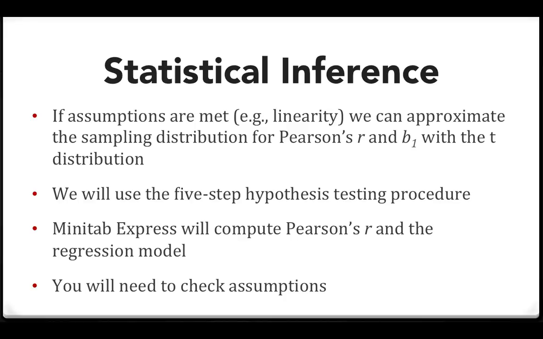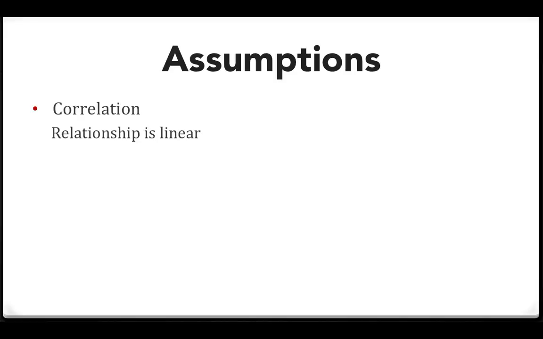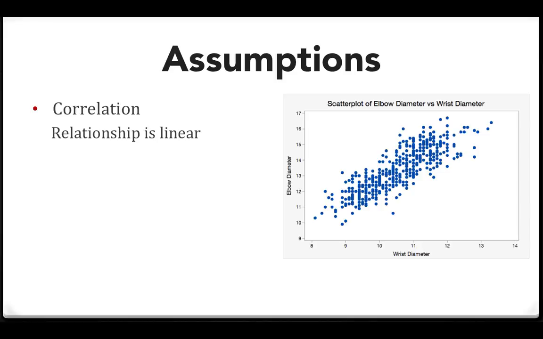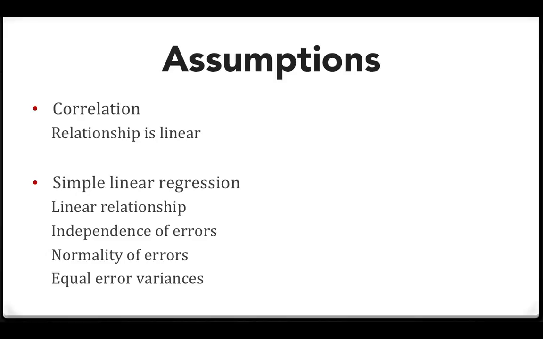On the next few slides, we're going to walk through the assumptions for both correlation and regression and how to check them. For correlation, the only assumption is that the relationship is linear. We check this by looking at a scatter plot. Remember, Pearson's R is only meant to be used with linear relationships. If the relationship is non-linear, then Pearson's R should not be used. For simple linear regression, there are 4 assumptions. I like to remember these using the acronym LINE. Linear relationship, independence of errors, normality of errors, and equal error variances. We'll walk through one example of checking each of these assumptions.